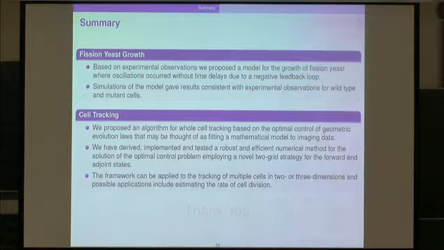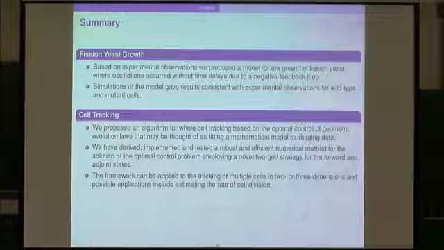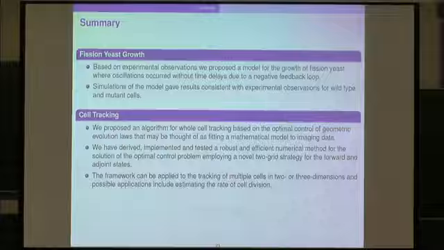In terms of cell tracking, we proposed an algorithm for whole cell tracking that one can think of as fitting a mathematical model for the evolution to imaging data, and we've implemented a robust and fast numerical method for solving the resulting optimal control problem, where we used a 2-grid strategy for the solution of the forward and adjoint equations, which is particularly important in terms of memory requirements. I also think this approach could be relevant for general optimal control of semi-linear parabolic PDEs. This could be an interesting method to try and tackle them.